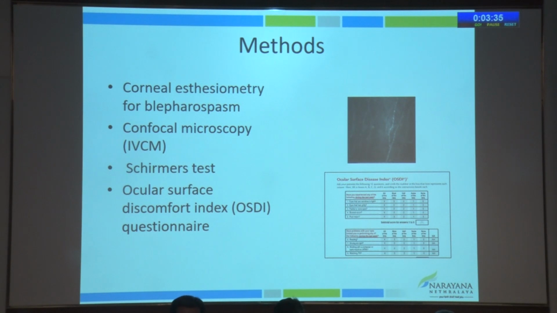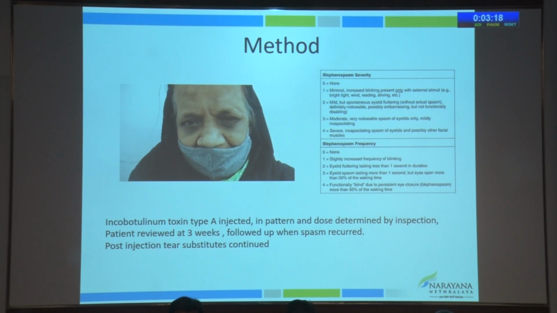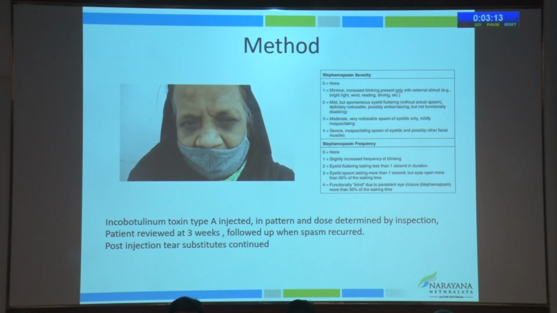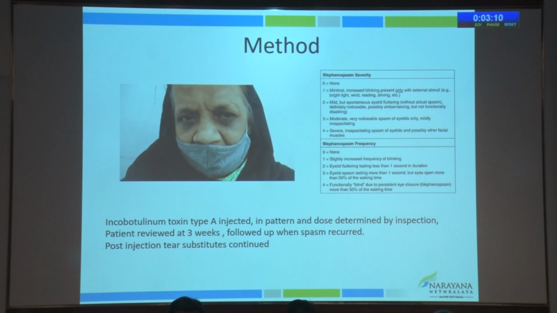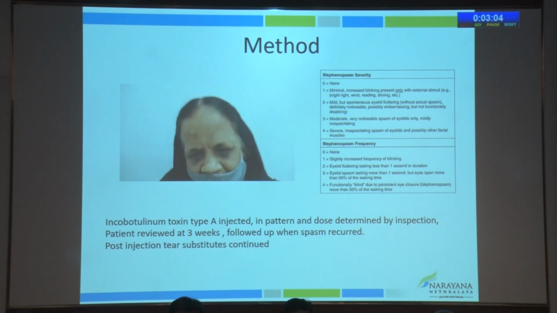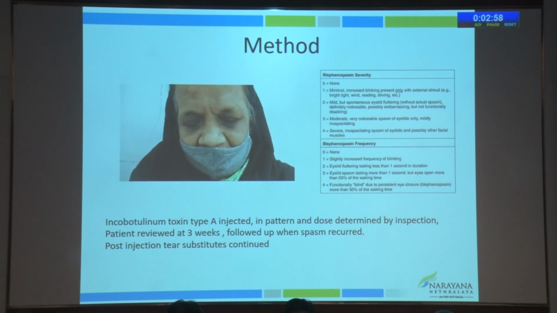Aesthesiometry was done for blepharospasm patients, and confocal microscopy was done to study the subbasal nerve plexus. Schirmer's test and ocular surface discomfort index was checked in all patients. A single evaluator looked at the blepharospasm, graded it by Jankovic grading, and injected incobotulinum toxin type A in a pattern determined by inspection of the most forcefully contracting muscles. The patient was reviewed at 3 weeks to confirm that that was the correct pattern and dose, and followed up when the spasm recurred. Post-injection tear substitutes were continued.